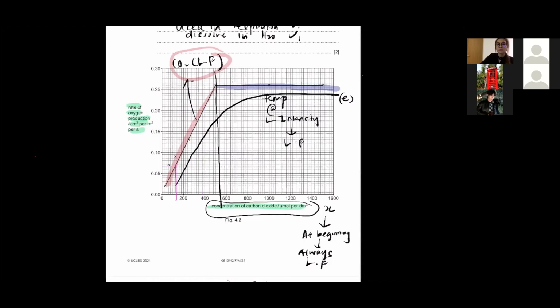Why can't the graph be straight? No problem. It can be straight. It can be curved. They won't penalize you. They just want you to show that the rates are lower in general. Then what about temperature and light intensity? Is the graph always a straight line? No. It can be curved.